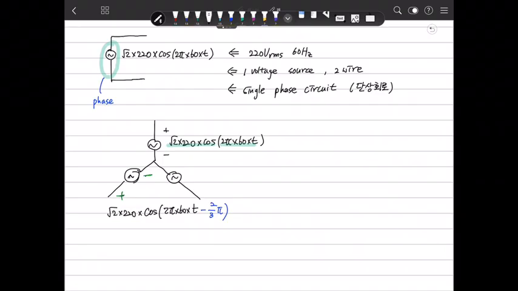And another phase is like that. This voltage has the same magnitude, cosine, same frequency, and like that. And we call this voltage the A phase voltage, and this voltage is B phase, and this voltage is C phase. There are 3 phases.